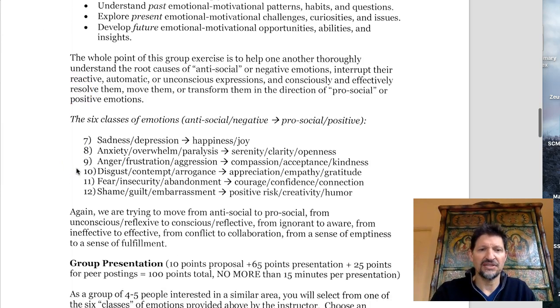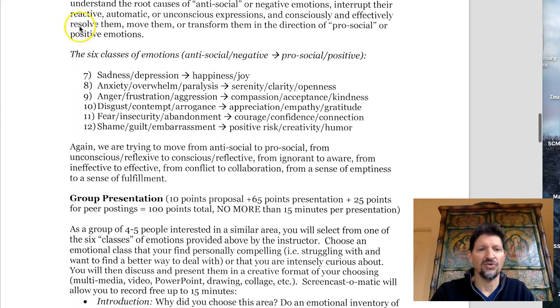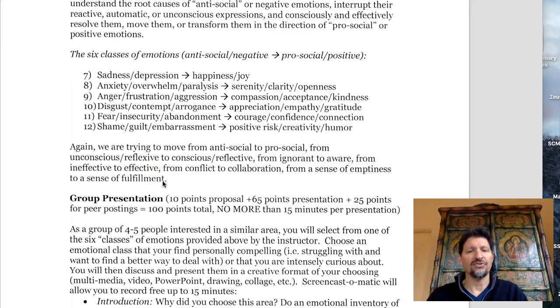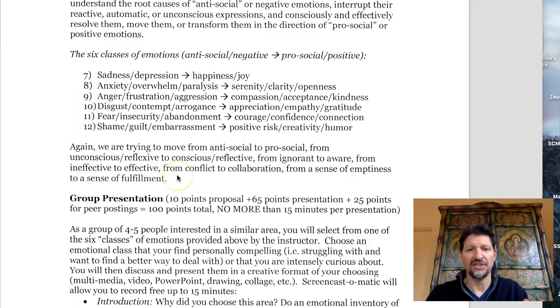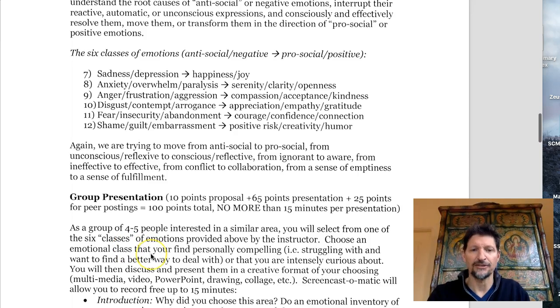We've already discussed the 6 classes of emotions, so I won't go over those again, but here they are. And again, we're trying to move from antisocial to pro-social, from unconscious reflexive, like someone hitting your knee and your knee bouncing, to conscious and reflective, from ignorant to aware, from ineffective to effective, from conflict to collaboration, and from a sense of emptiness to a sense of fulfillment.